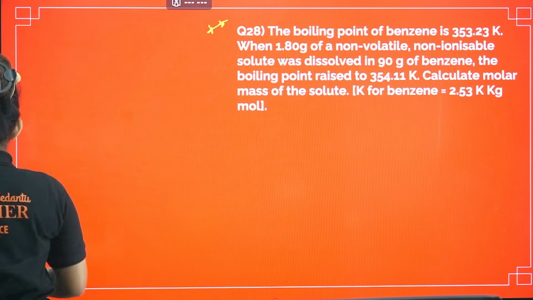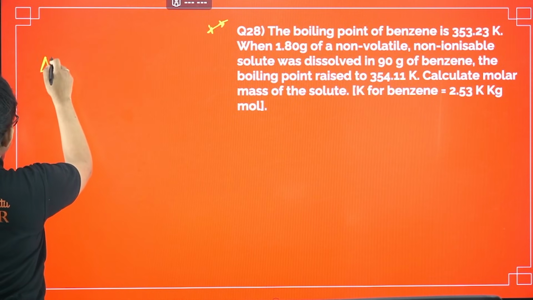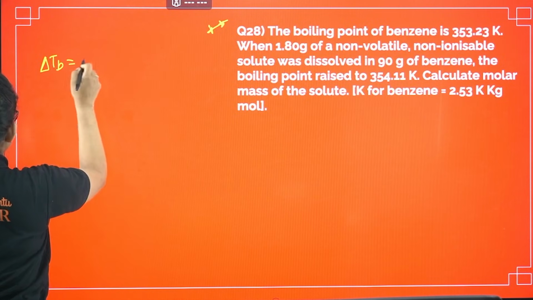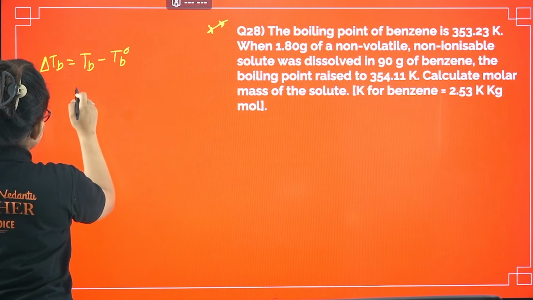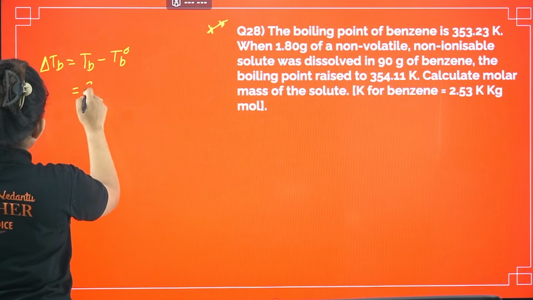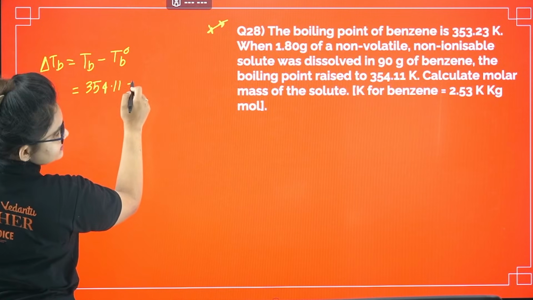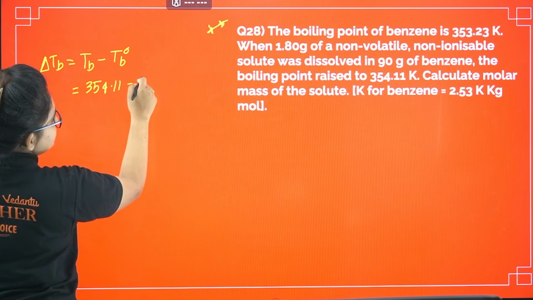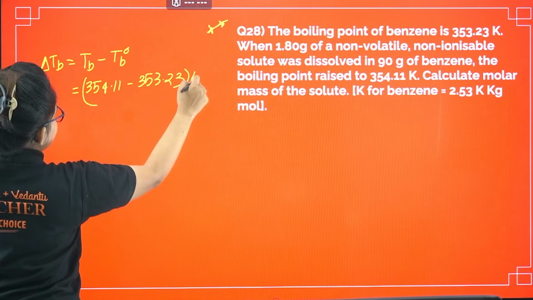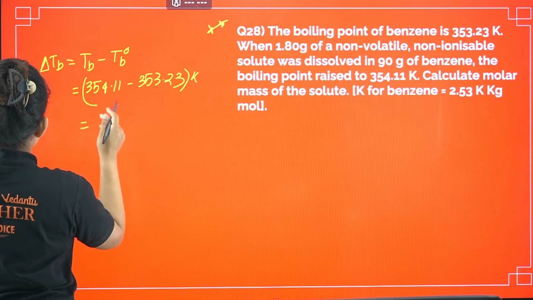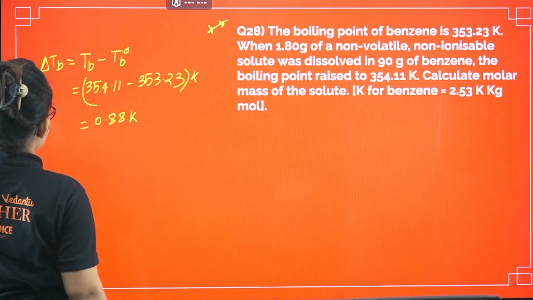Okay, so this is also a direct formula you can apply, that is elevation of boiling point. At first, delta TB let me calculate, that is TB minus TB naught, right? So TB is given as 354.11 minus 353.23 Kelvin, right? So if you do this, it should come up to be 0.88 Kelvin, right?